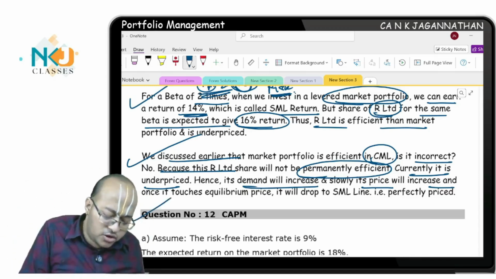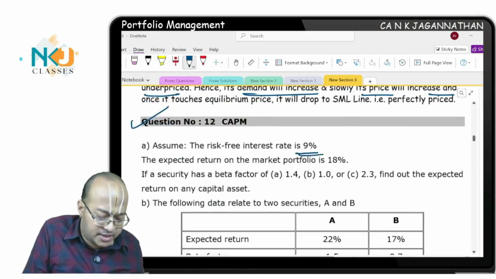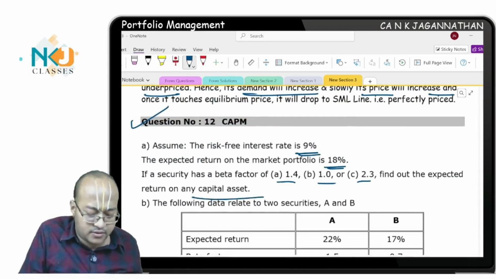Right. We will do some questions regarding CAPM and then we will move on. Assume the risk-free interest rate is 9%, the expected return of the market portfolio is 18%, beta is this much. Find out the expected return on any capital asset.